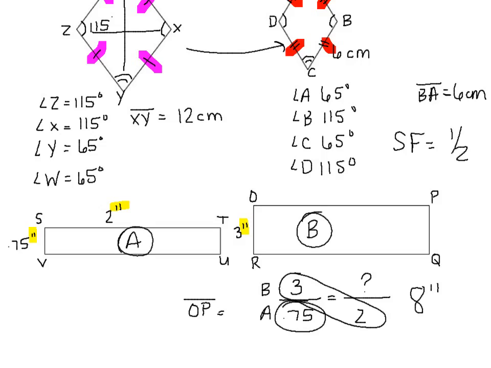All right, double check your proportion. I put B on top of A again. I multiplied 3 times 2, divided that by 0.75, and got that the length of OP would be 8 inches. So this is, once again, using the knowledge that for 2 shapes to be similar, they have to have proportional sides, so we can set up a proportion with a missing value and solve for it.